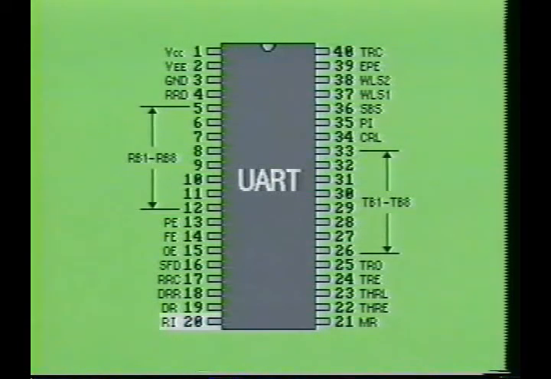Pin 20 is labeled RI. It is the receiver serial input. All serial input data is applied at this input. Pin 20 is held high when no data is being received.